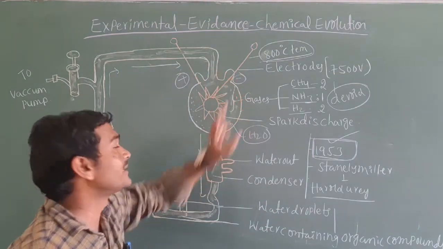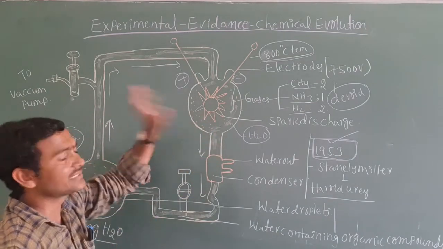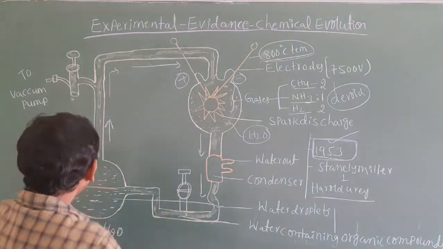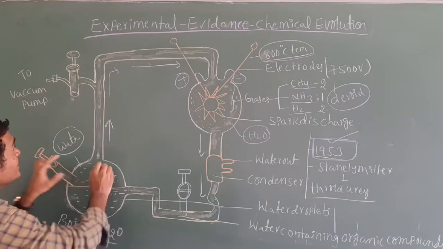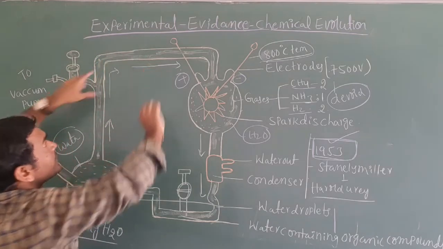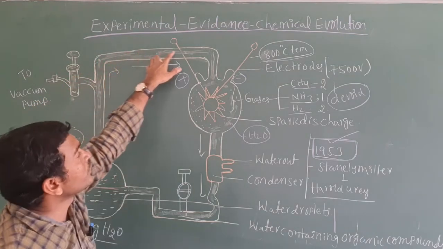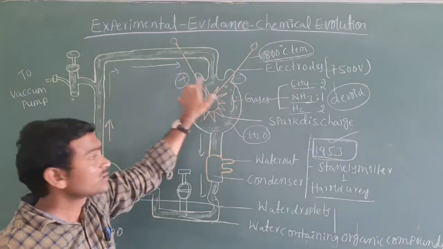After this, below it is kept the condenser. What happens here is that after the evaporation of the water, the evaporated water droplets reach the gases in the gaseous chamber, the spark chamber.